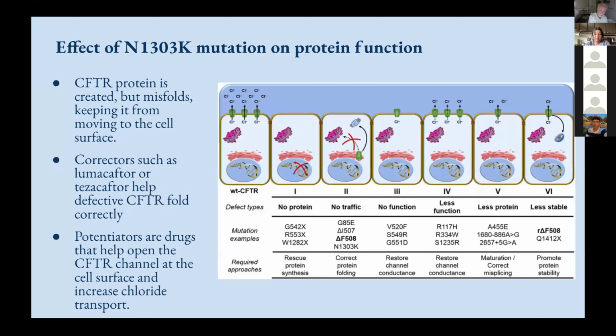Potentiators are some drugs that can help the CFTR channels, and they can also help the plasma or the cell rise to the surface, and it increases the chloride transport.